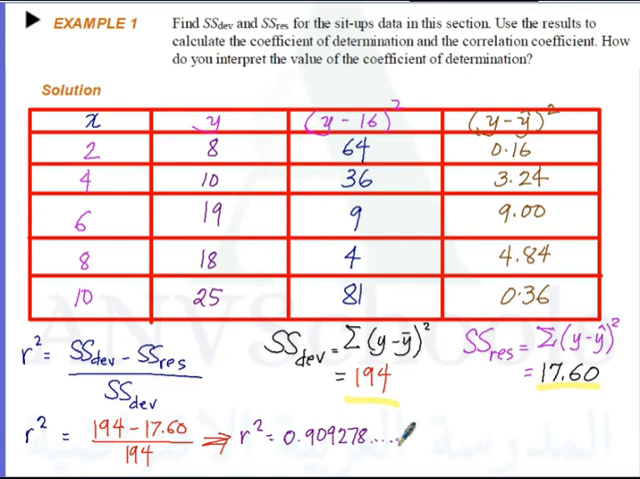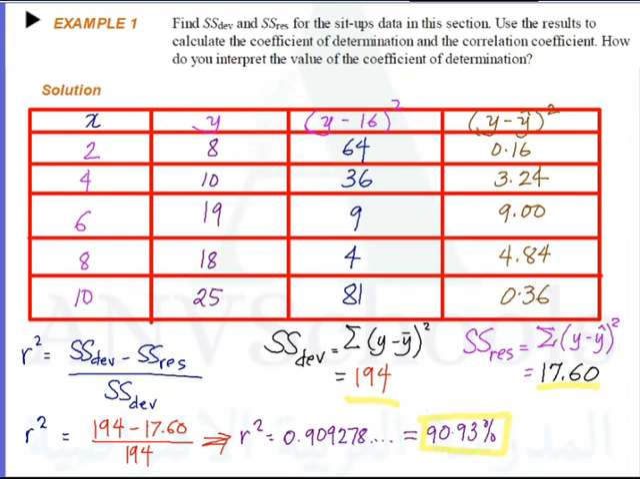So the remaining 9.07%. Now if you make it percent, just multiply the r square by 100. It gives us 90.93%.